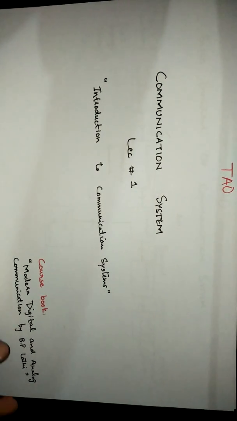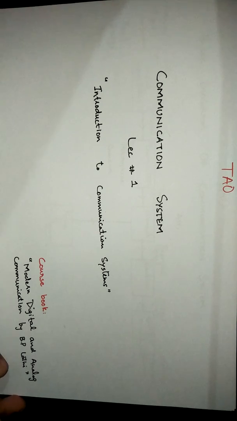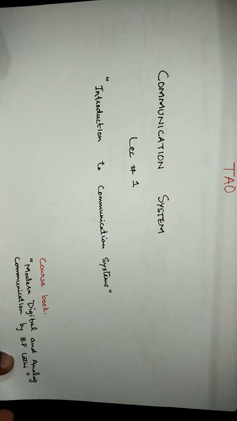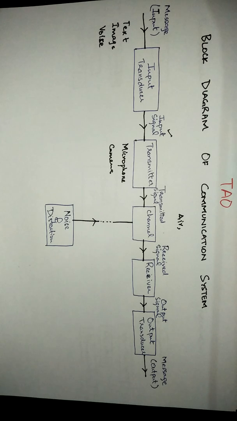We are starting with Communication Systems first lecture, that is Introduction to Communication System. The course book which we are following is Modern Digital and Analog Communication by BP Lathi. Starting off with the block diagram of communication system, you can see six main blocks: input transducer, transmitter, channel, receiver, output transducer, noise and distortion.